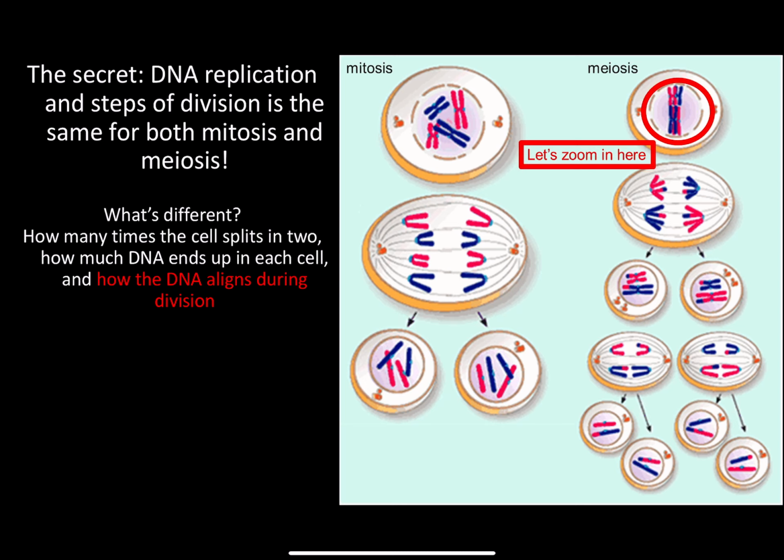We're still going to use the same verbs here. We're still going to think about attaching, aligning, pulling, and dividing. But something special is going to happen during that alignment part of meiosis, and meiosis 1 specifically. In these very first couple of steps of meiosis, we're going to have what's called crossover. And so I want to talk a little bit more about that.